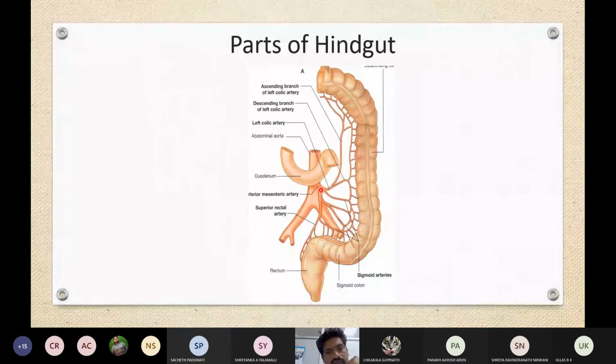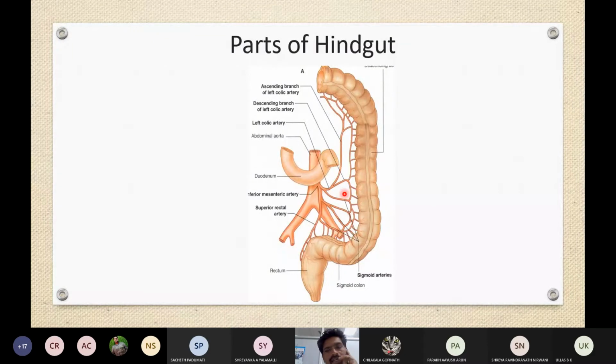Exactly. You can see the same artery over here, just beneath the third part of duodenum. Below the duodenum, you are finding the inferior mesenteric artery. Above this, you will have the superior mesenteric artery. Among the two, inferior mesenteric artery is the artery of hindgut, and you can see its branching pattern in these pictures. Okay, moving on to the next picture.